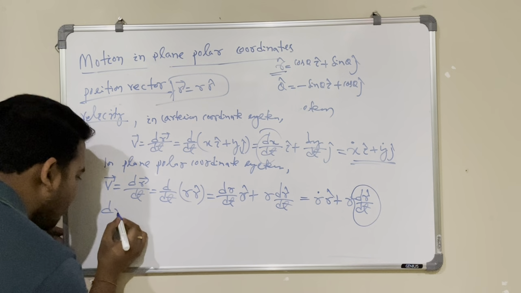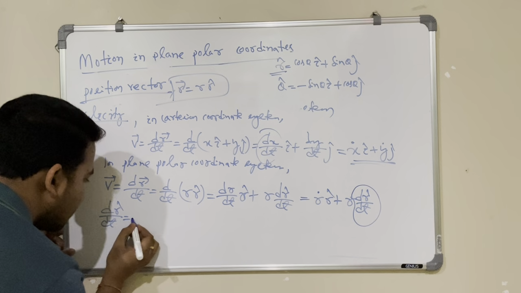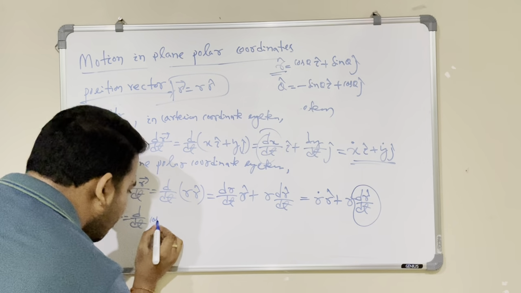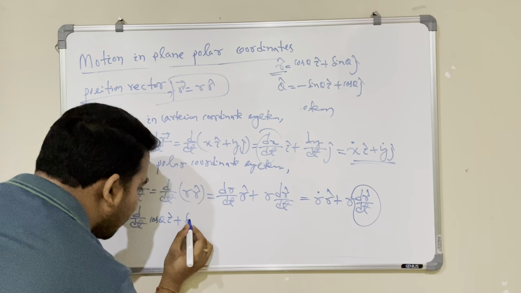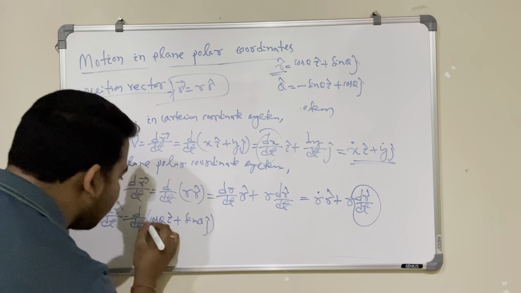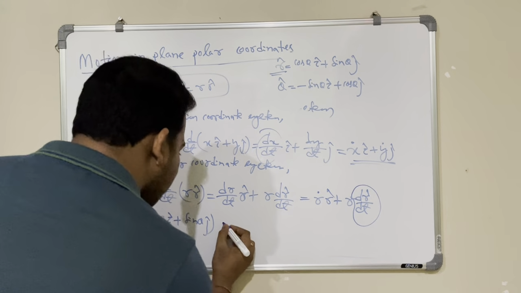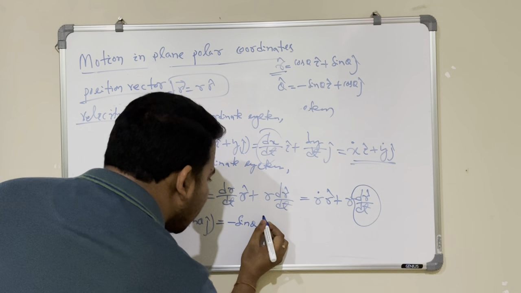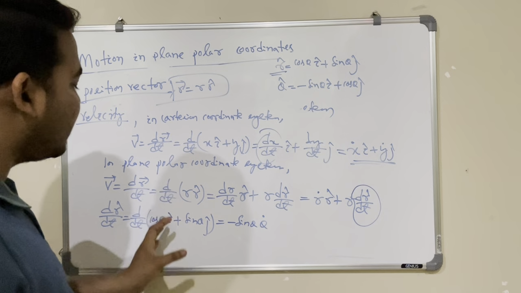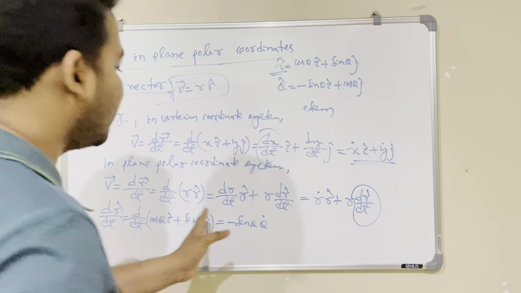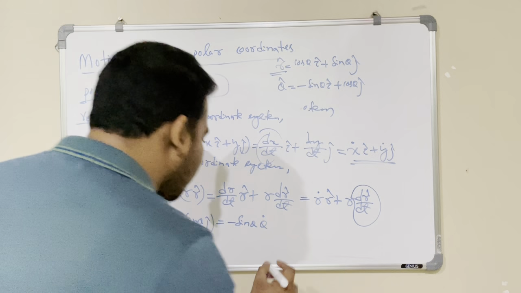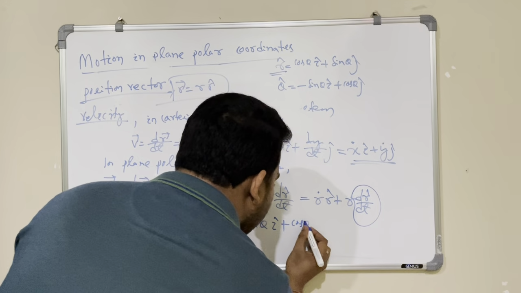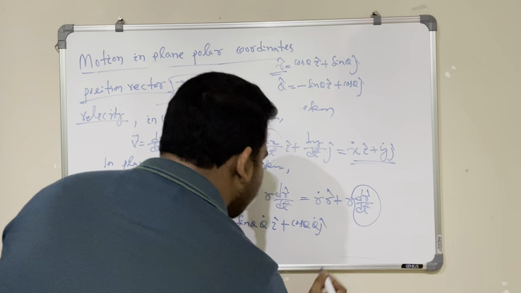So d r cap by dt is d by dt of the expression for r cap, which is cos theta i cap plus sin theta j cap. The derivative of cos theta is minus sin theta times theta dot, where theta dot means d theta by dt, plus the derivative of sin theta, which is cos theta theta dot j cap.